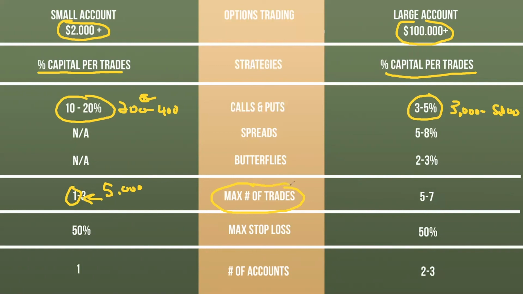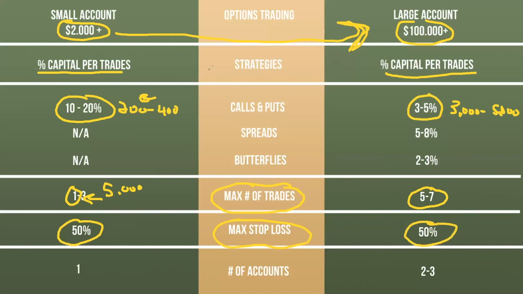Now, max number of trades once you grow that $2,000 account up to a $100,000 account is 5 to 7 trades. And that's going to be some of your different types of strategies, your calls, your vertical spreads, and things like that. Some are going to be day trades, some swing trades, some vertical spreads. Now for anything, your max stop loss is always going to be 50%. Always a 50% max stop loss, whether you have a $2,000 account or a $100,000 account.